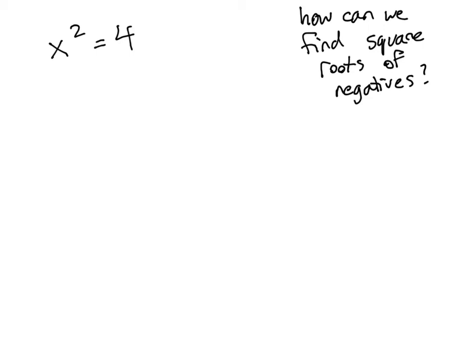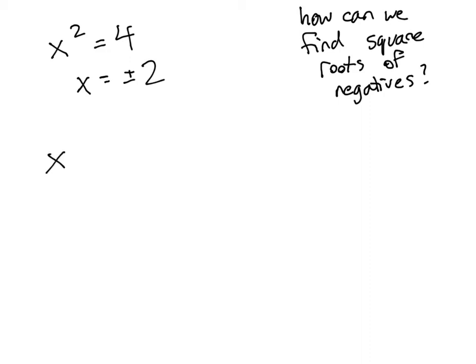If we want to find the solutions to this equation, x squared equals 4, there are two possible answers. X could equal positive 2 or negative 2, because a negative number times a negative number will still equal a positive number.